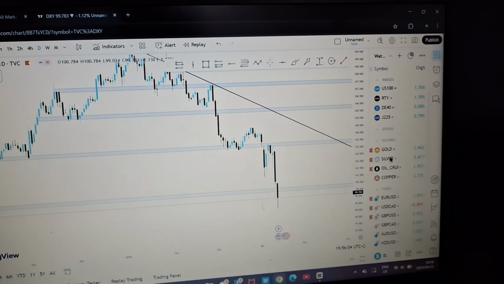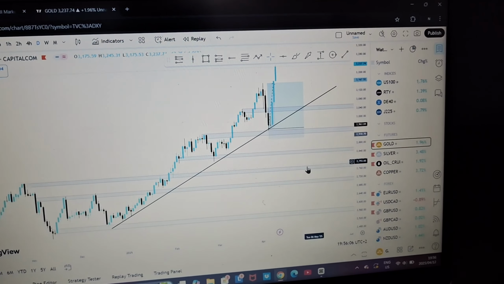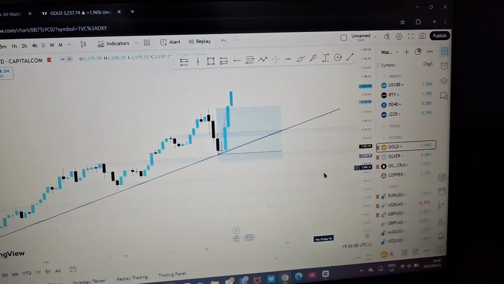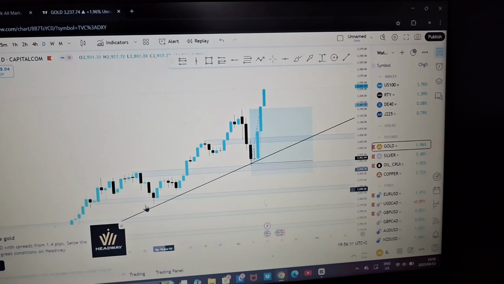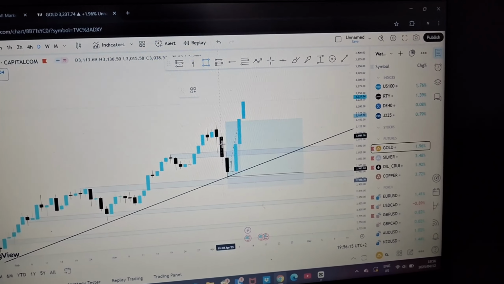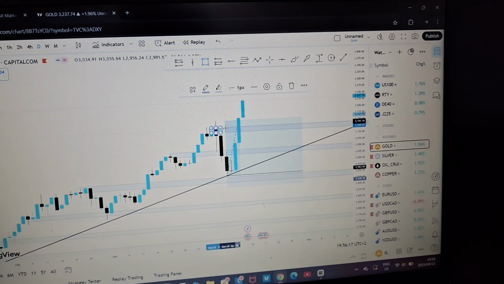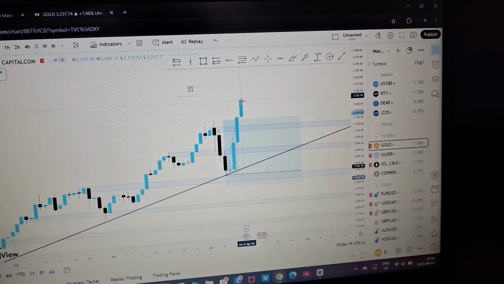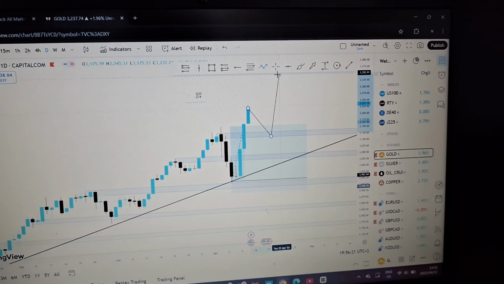So for this coming week, since I did mention that I missed this gold trade right here, which I'm very frustrated about, I'm expecting maybe a pullback for gold back to this support area right here, and then a continuation to the upside.